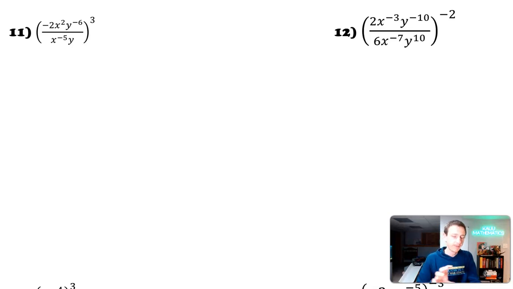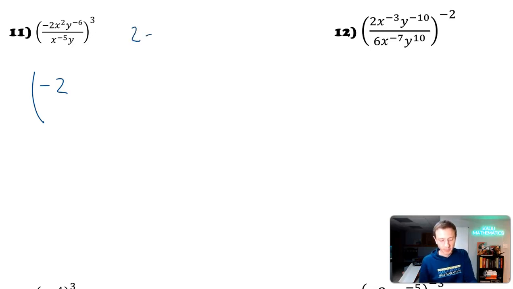So let's deal with the inside, and then we will raise everything to the 3rd, see how it shakes out. So first of all, the coefficient of negative 2, I don't have anything to simplify that with, so I'm going to leave that alone for now. I have x to the 2nd over x to the negative 5th. That could be simplified because I have the same variable.